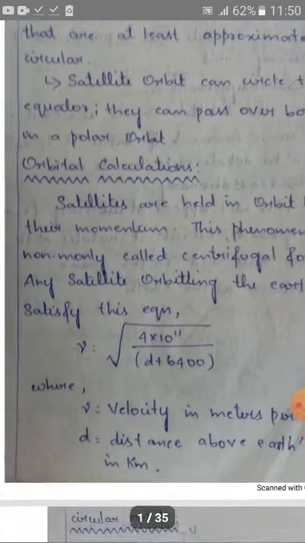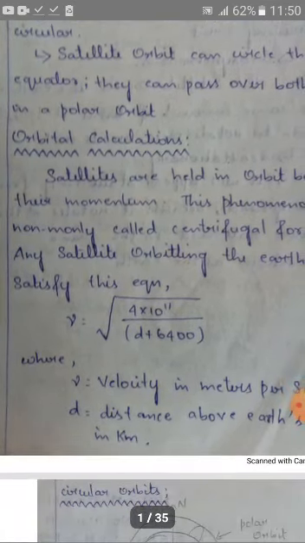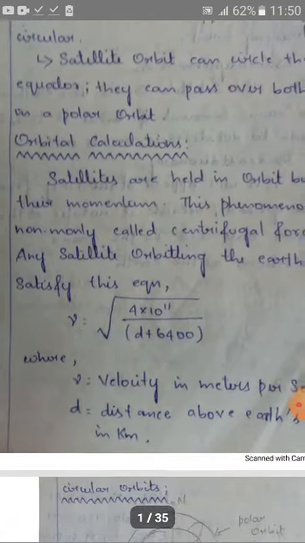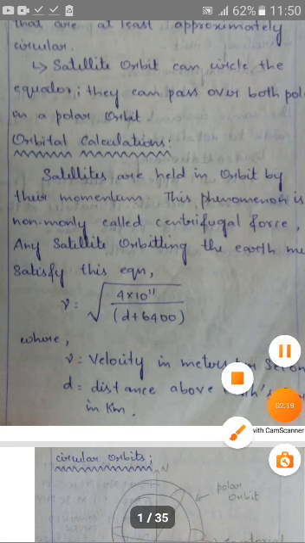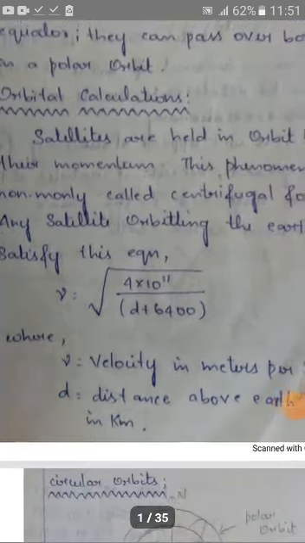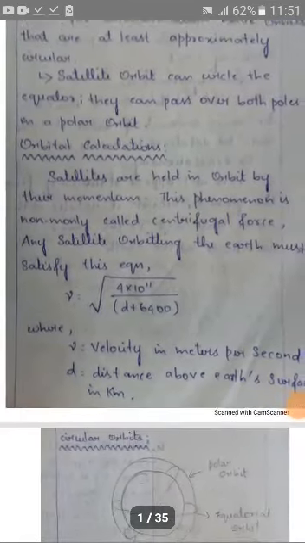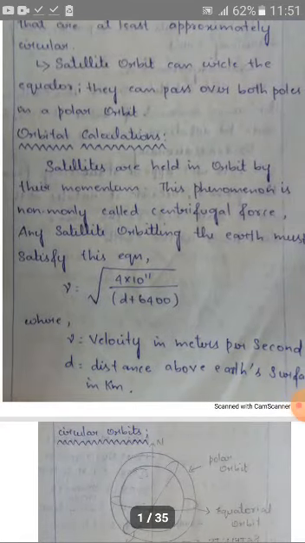So this is the orbital calculation. How do we calculate the orbit? Satellites are held in orbit by their momentum. This phenomenon is called centrifugal force. For any satellite orbiting the earth, it must satisfy this equation, the root of 4 into 10 power 11 divided by d plus. This is the calculation for this phenomenon, called the centrifugal force. That is, centripetal force and centrifugal force.